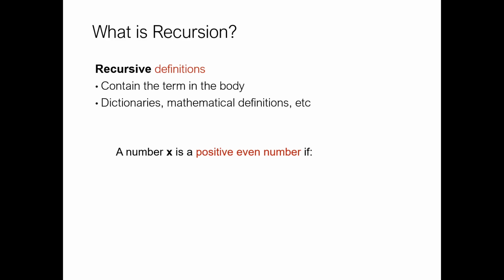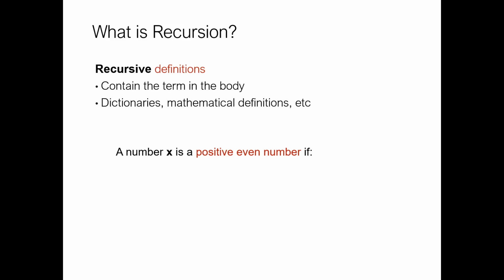We're all familiar with numbers. You had to graduate from high school to end up in this course. So we know that 3 is not a positive even number. -2 is not a positive even number. But 2, 4, 6, 8, those are all positive even numbers.